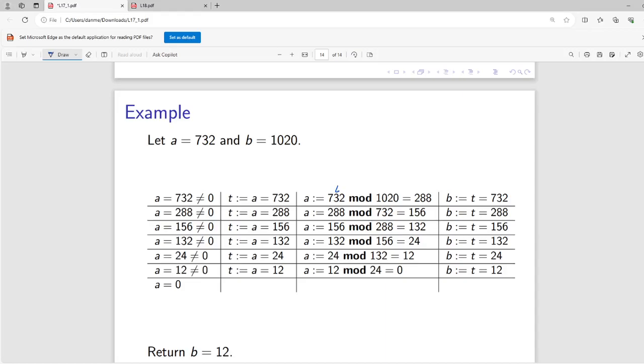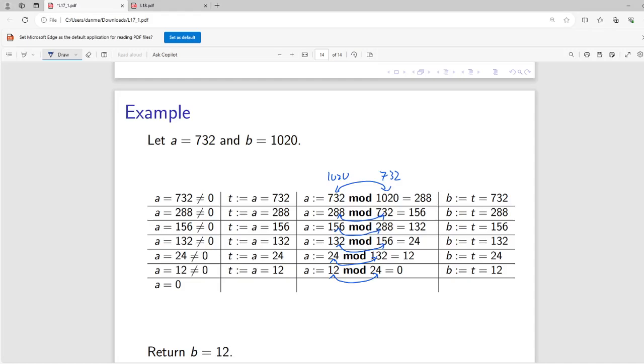So I have these backwards. I apologize for that. I'll fix this in the coming video. It should be 1020 mod 732 is 288. Same thing with all of these. These values are swapped. These values are swapped. These values are swapped. And these values are swapped. I apologize for that. Okay?